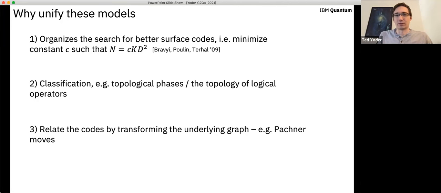Also, we can start to classify these codes in terms of topological phases or the topology of logical operators. We'll see, for instance, that between the twist defects, you get a logical operator. So the distance between twist defects determines the code distance. And then finally, you can relate different codes in the model by transforming one into the other, perhaps through what are called Pachner moves.